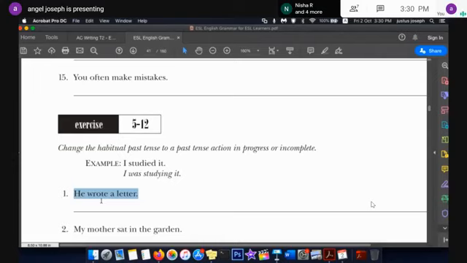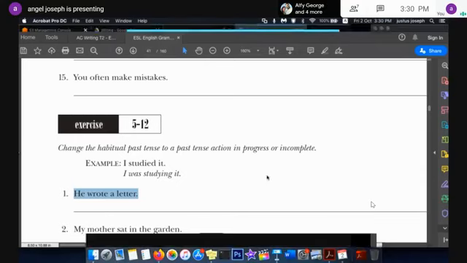Now how will you change it into present continuous? Past continuous is he was writing a letter. Present: he is writing a letter. Very good. Okay, so let me also mention these things here.